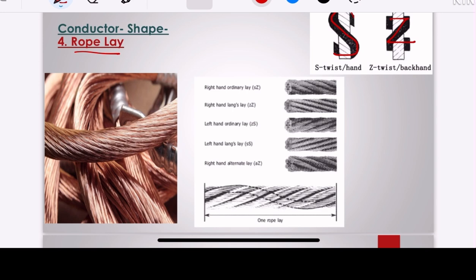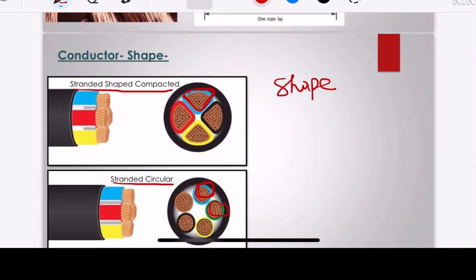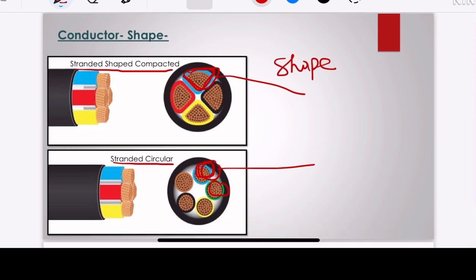Okay, sometimes we have seen the core arrangement of a cable is a circular pattern, and some cables have the core arrangement in the shape of a triangle. When a cable has a core arrangement in the shape of oval or triangle, then that arrangement is called standard shaped compact, and when it is circular then it is called standard circular. Hope you understood about the conductor.